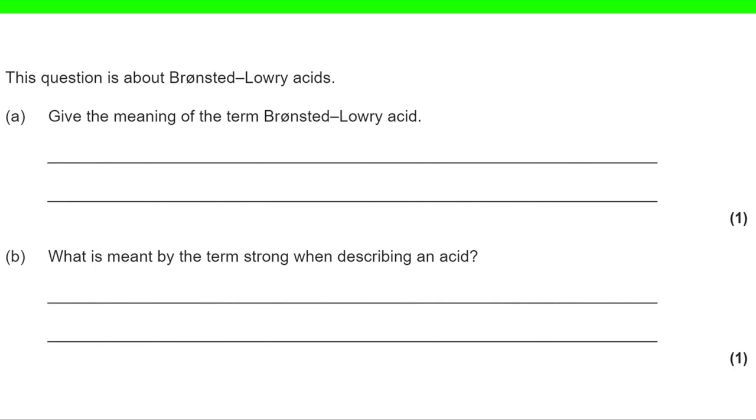This is a question on acids and bases. It runs from A through to part E and it's worth 15 marks. So try them, pausing as you go, and then review once you've come up with your own answers.